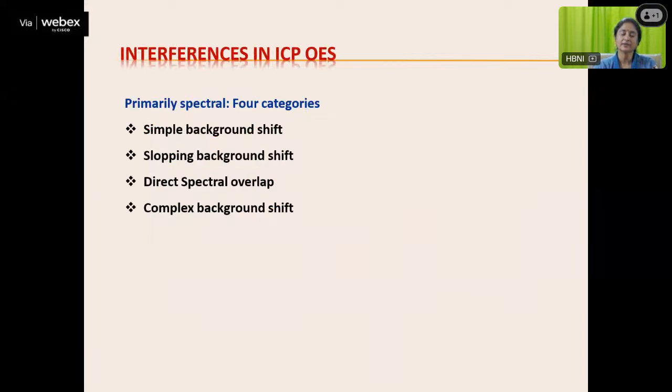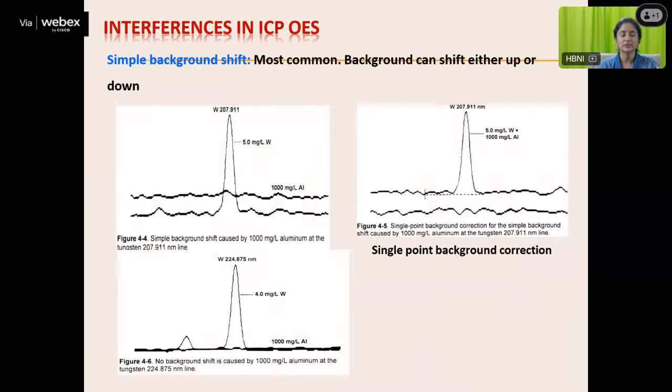Now, what are the various types of interferences in ICP-OES? Again, here also, as in the case of AAS, there are various types of interferences: simple background shift, sloping background shift, direct spectral overlap, and complex background shift. I have shown this pictorially here.